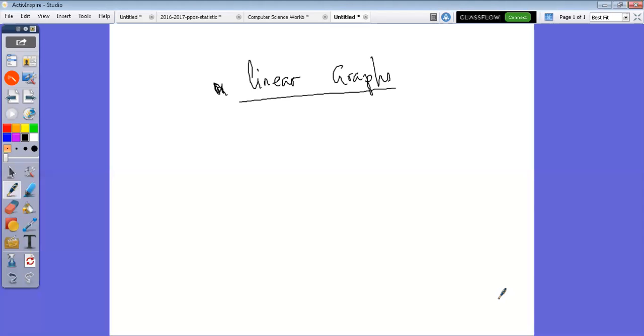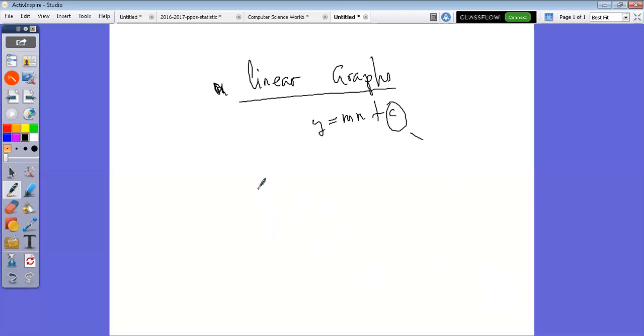Because sometimes they give you a linear graph and they say find the equation. You get my point. Or sometimes they draw a line. So we know that a linear graph is the line y is equal to mx plus c, where c is the y-intercept. I'm sure you know that.